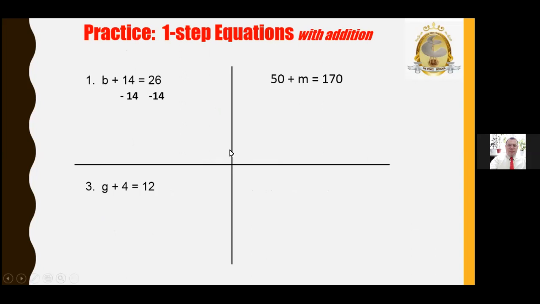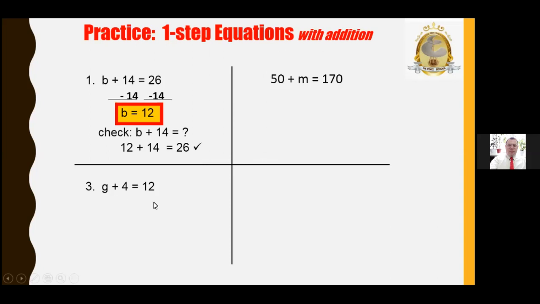Let's solve another question. b plus 14 equals 26. All of these equations are about addition, as you know. As we said, we will move 14 to the other side as subtraction, then 26 minus 14 to get the value of the variable b equals 12. Here we can check that the value of b is 12. If you substitute, 12 plus 14, you will get the value on the right-hand side, which is 26.